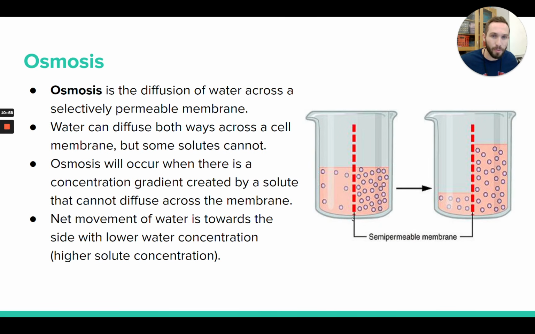So if you guys look at this picture here, we have two sides of this beaker separated by a semi-permeable membrane that certain things can go across and other things cannot go across. These dots in this pink liquid represent the solute. So this is the solute. On this side, there's a higher concentration of solute. On this side, there's a lower concentration of solute.